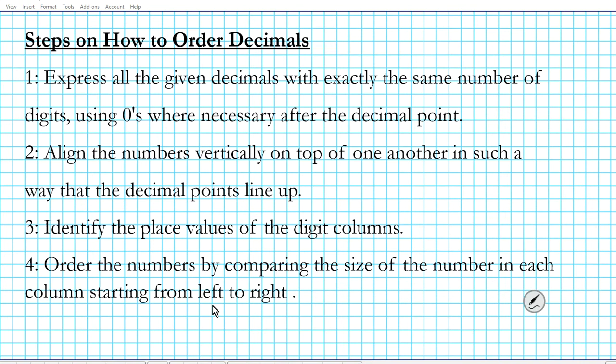Step 2, after expressing all the numbers with the same number of digits, using zeros when necessary, you align the numbers in such a way that the decimal point lines up, and then you can easily compare all the numbers vertically. Step 3, you then identify the place values of the numbers. You need to know that they're descending in order of magnitude from left to right. And then lastly, you just order the numbers starting from the leftmost column that has non-zero numbers. Then you just compare the order of the numbers starting from left all the way to the right.